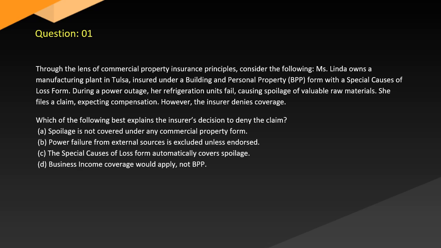However, the insurer denies coverage. Which of the following best explains the insurer's decision to deny the claim? A. Spoilage is not covered under any commercial property form. B. Power failure from external sources is excluded unless endorsed. C. The special causes of loss form automatically covers spoilage. D. Business income coverage would apply. E. None.